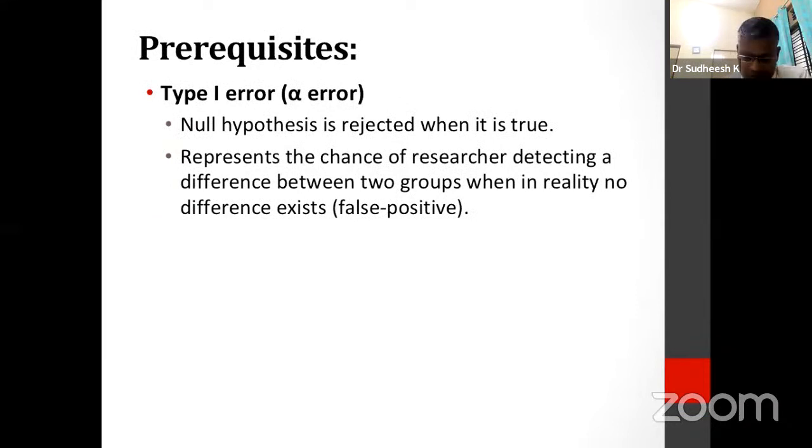And the next important prerequisite is alpha error or type 1 error. Type 1 error or alpha error is nothing but the error that occurs when the null hypothesis is rejected when it is true. That is, whenever you say that there is no difference between the two groups, scientifically there is no difference between the two groups. However, due to some inherent patient factors or inherent study design factors, there suddenly crops up a difference between the two groups when actually there is no difference, or when scientifically there is no difference. That error is known as alpha error. It represents the chance of a researcher detecting a difference between the two groups when in reality no difference exists. In other words, it is explained as false positives.